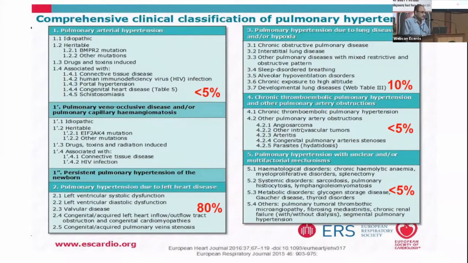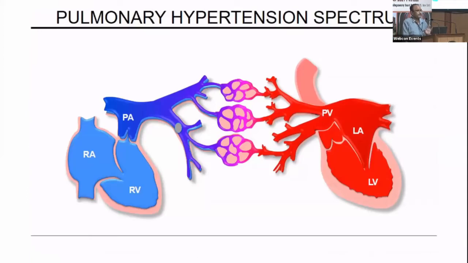So the incidence of pulmonary hypertension due to left heart disease may vary in literature from anywhere between 60 to 80%, and this is the one that I've quoted here, but this is the commonest cause of pulmonary hypertension overall. So that is the first point to be remembered.